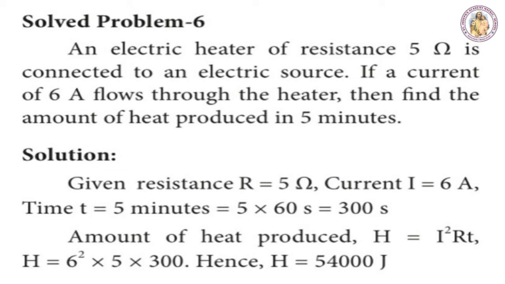So now what do you want to find? Find the amount of heat produced. When 6 ampere of current flows through the heater, there will be heat produced. So the amount of heat produced in 5 minutes, that we want to find.